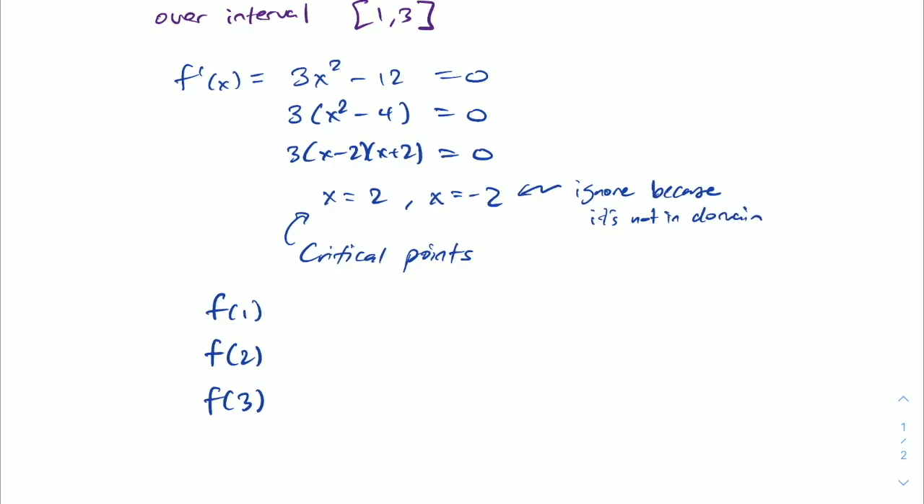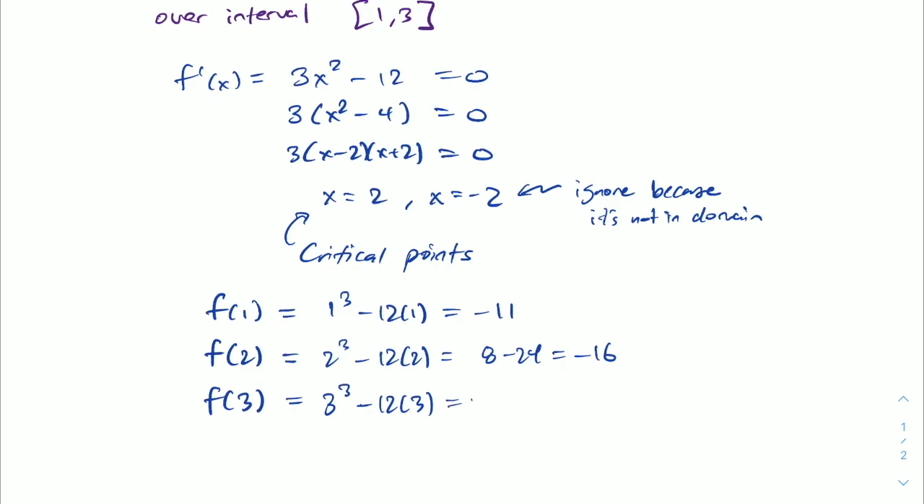If we put 1 into our function, we'll get 1 cubed minus 12 times 1, which is negative 11. If we put 2 into our function, we'll get 2 cubed minus 12 times 2, which is 8 minus 24, or negative 16. If we put 3 into our function, we'll get 3 cubed minus 12 times 3, which is 27 minus 36, which is negative 9. And so our max is going to be the biggest of these values, this is our absolute max. And our min is going to be the smallest of these values, the absolute min.